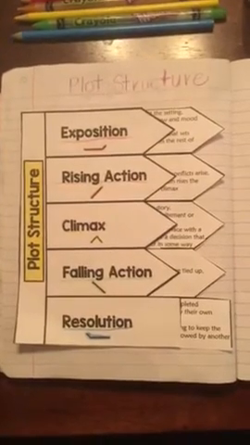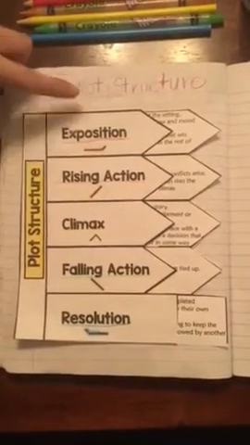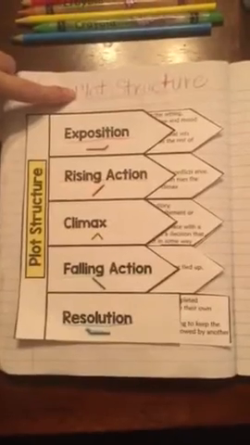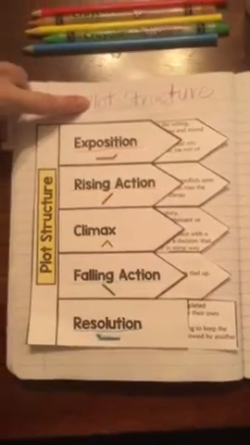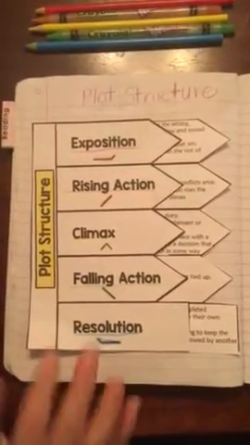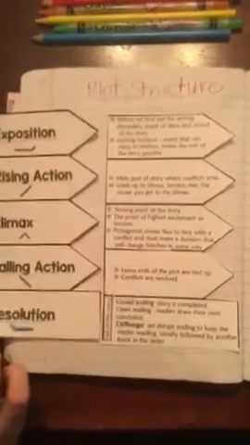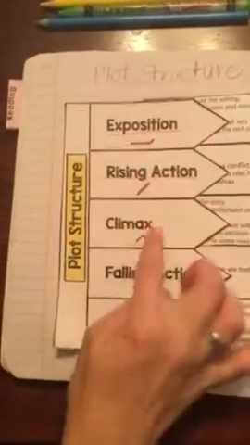Okay, so the next page that you're going to be making, which is page 15, is plot structure. I didn't provide an actual title, so you're going to want to write plot structure at the top. And you've already cut it out, so you have two pieces. You have, again, this piece with the notes, and then you have this piece with the 5 elements of plot.